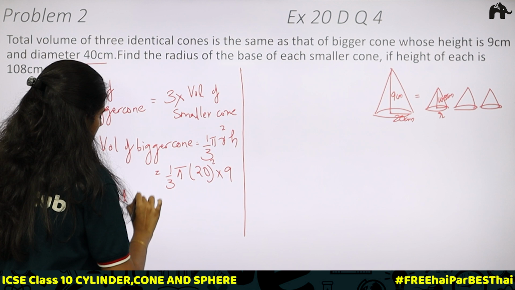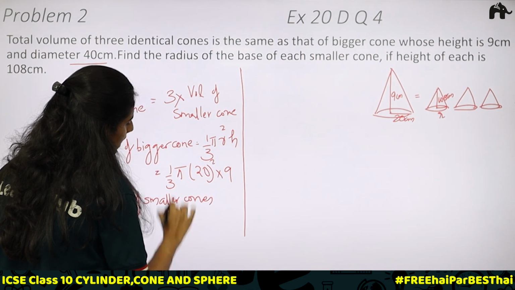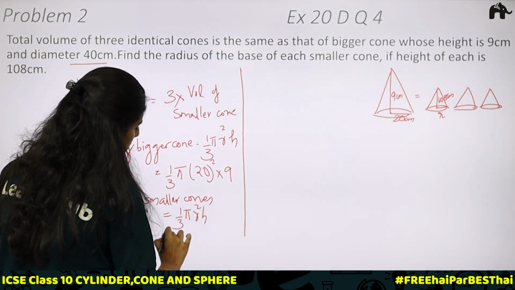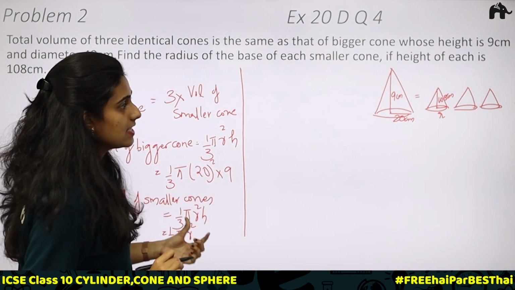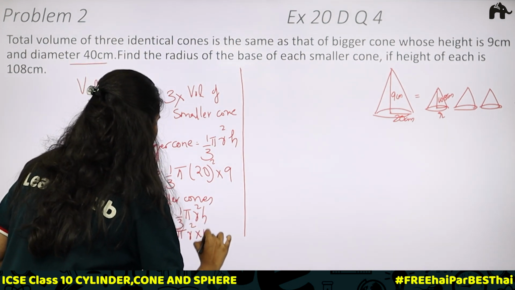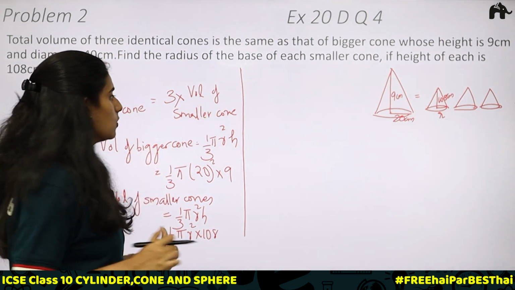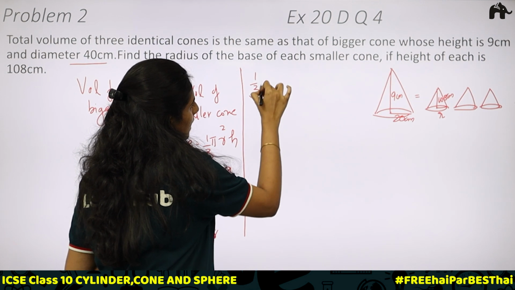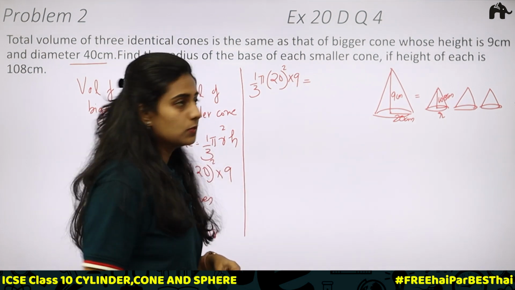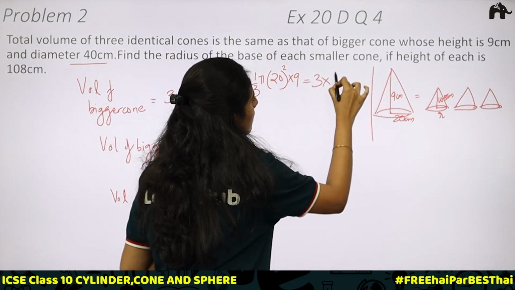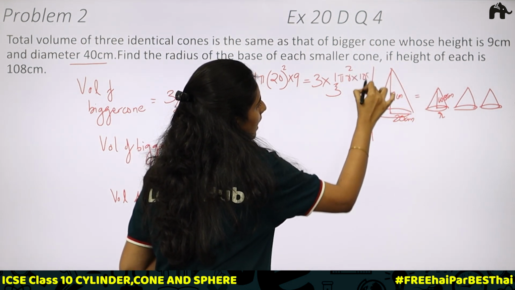Next, volume of smaller cones is equal to 1 by 3 pi r square h. Put the values: 1 by 3 pi r square, we need to find the radius. Then height, which is given as 108 cm, into 108. We have volume of bigger cone is equal to 3 into volume of smaller cone. Putting the values, 1 by 3 pi 20 square into 9 is equal to 3 into 1 by 3 pi r square h. Here h is 108.